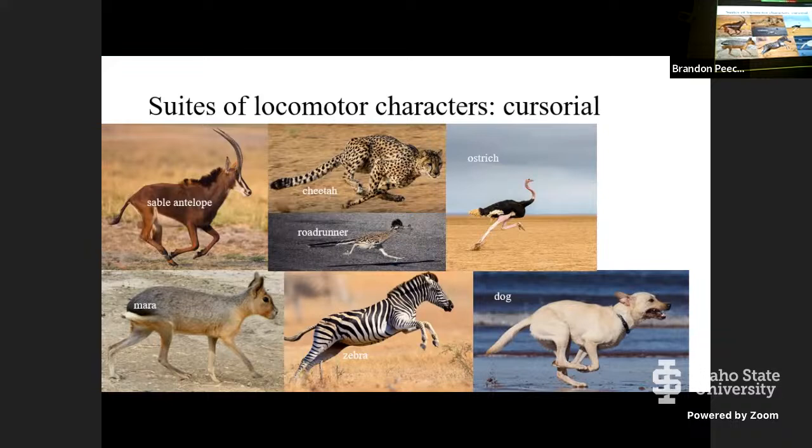This, by the way, is a rodent. So it's a cat and a dog and an artiodactyl, two birds and a rodent living in open habitats.